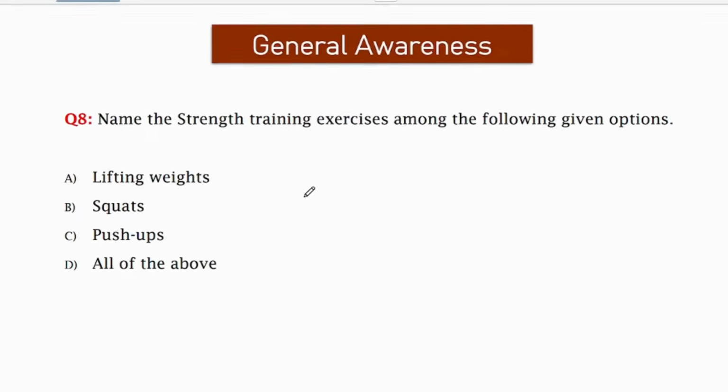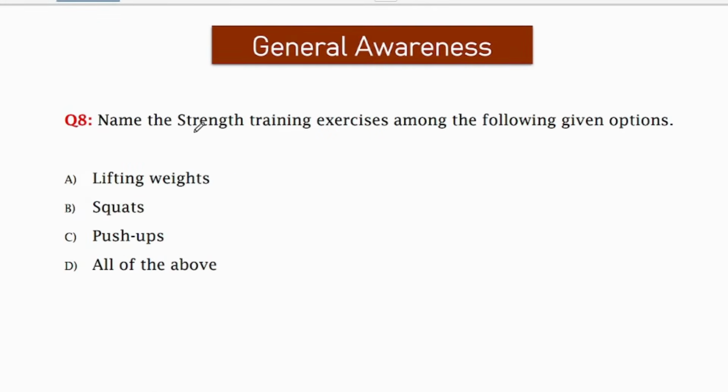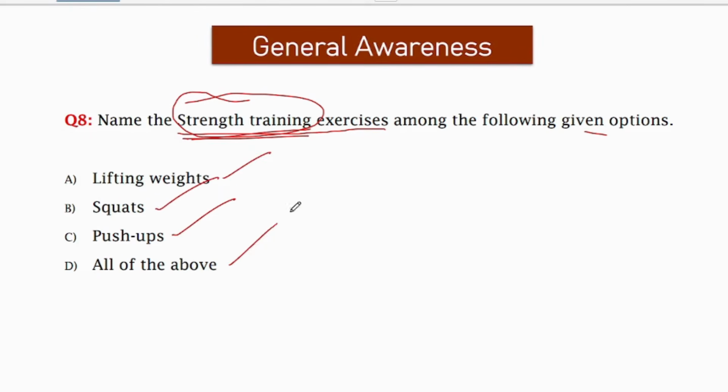You solve this question, and for that, you will get 10 seconds. Name the strength training exercise among the following given options. You need to keep this in mind. It is strength training exercise. Is it lifting weights? Is it squats? Is it push ups? Or all of the above? Okay, so your time starts now.